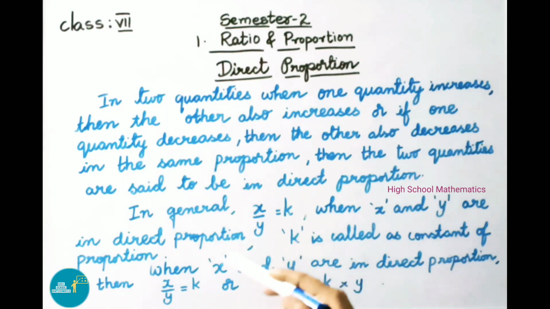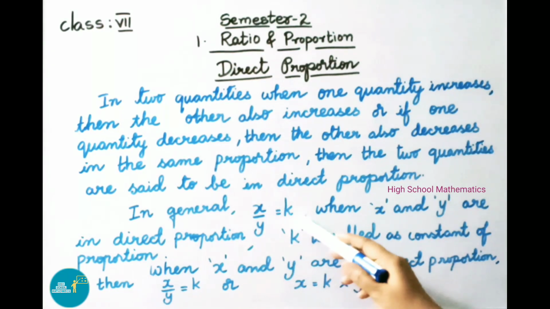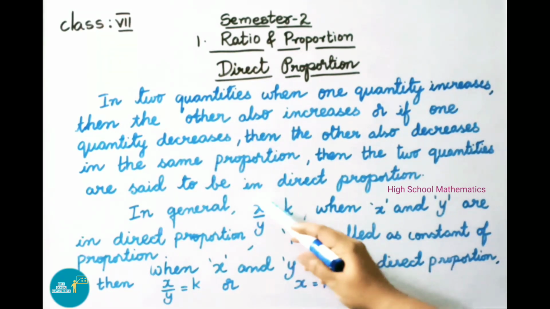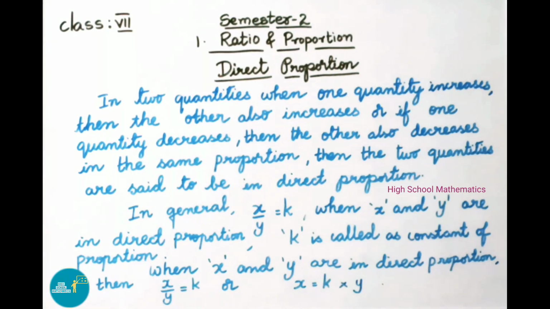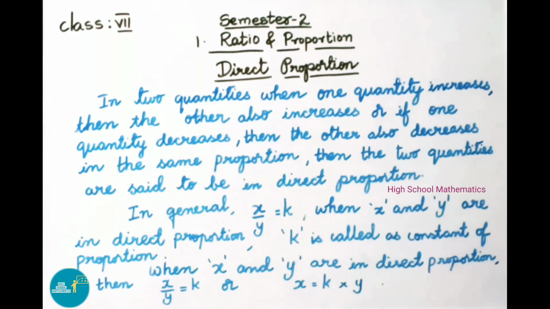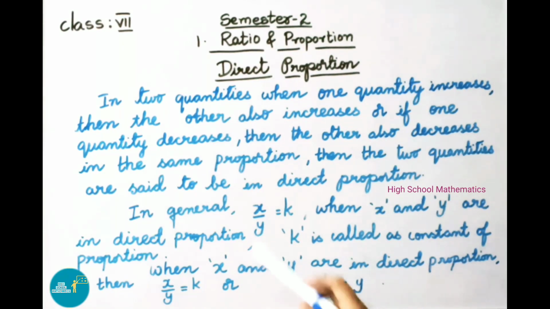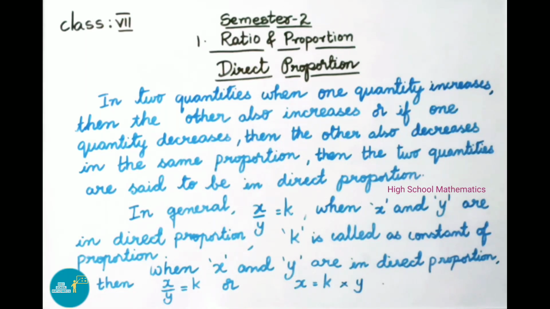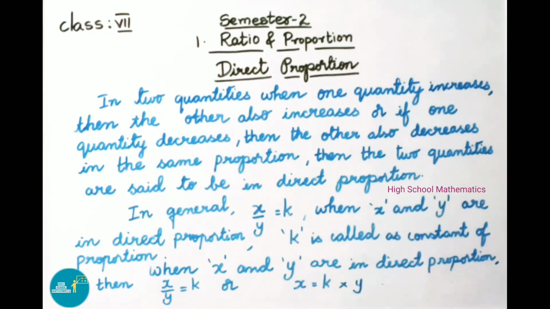See here, in general, x by y equal to k. When x and y are in direct proportion, this k is called the constant of proportion. When x and y are in direct proportion, then x by y equal to k, or we can write x equal to k into y, where k is the constant of proportion. Now let us see some examples on direct proportion.